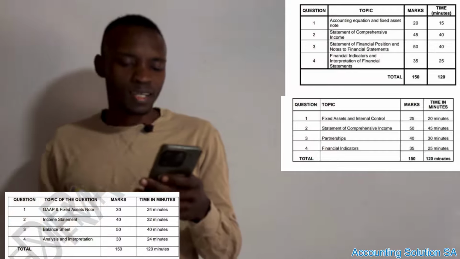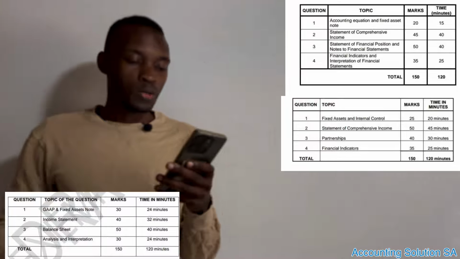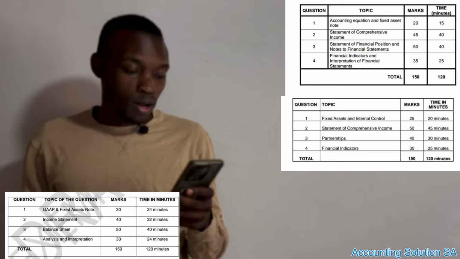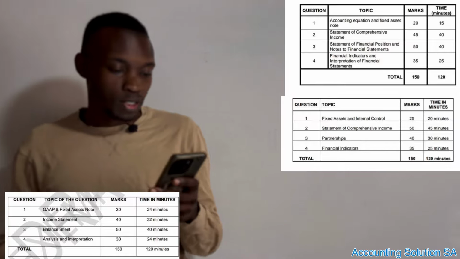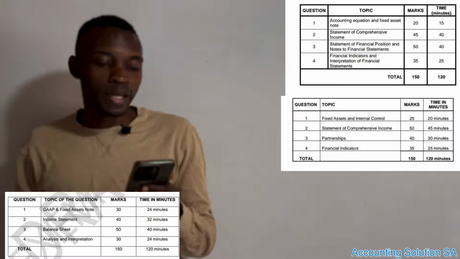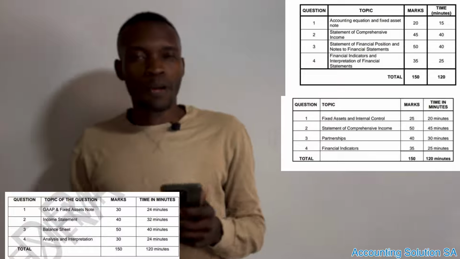Okay, so before we start with the first question, let's first check these 3 papers that I have for this one, and for part 2 you will see the other one. You can see the topics that are available for paper 1. Number 1, we have a question paper which has accounting equation and fixed assets. For question 1, we have a statement of comprehensive income, which is income statement. We have balance sheet and notes and financial indicators. So those are the chapters for paper 1.